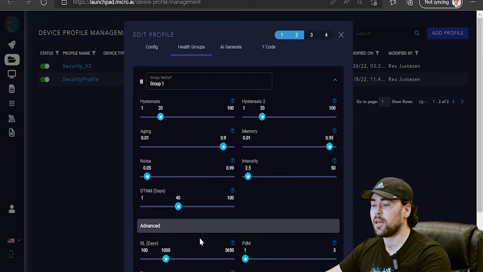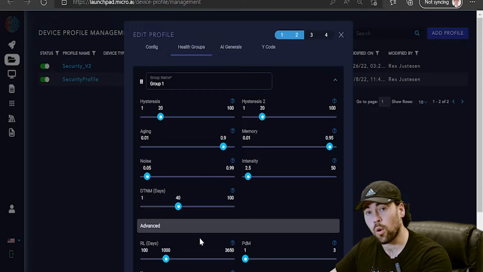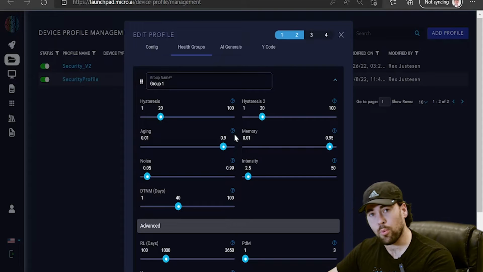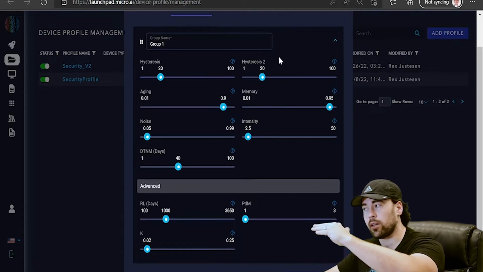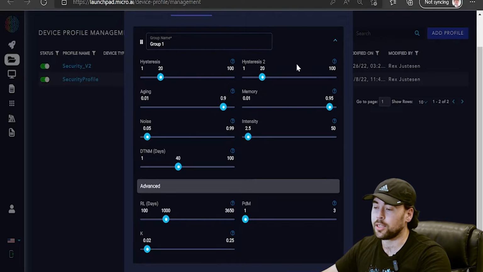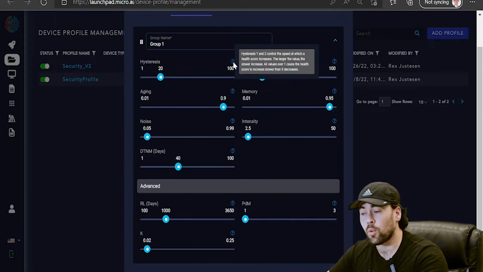The health group contains the parameters that specifically affect the health score, which is the most important piece of data in our Launchpad dashboard, because it's showing the anomalies, and the graph will dip based on anomalies that happen. So let's explain these first two parameters: hysteresis and hysteresis 2. The help icons here show that these control the speed at which the health score increases, but what does that mean?